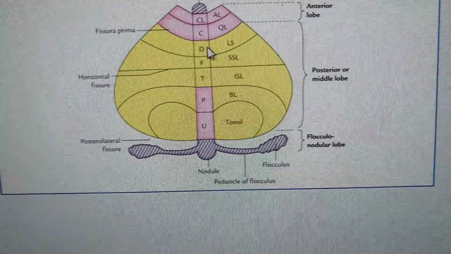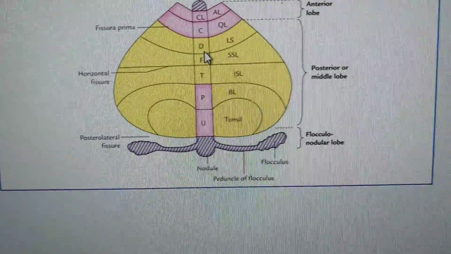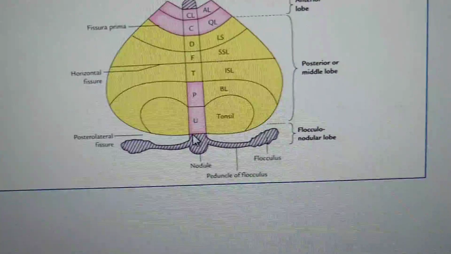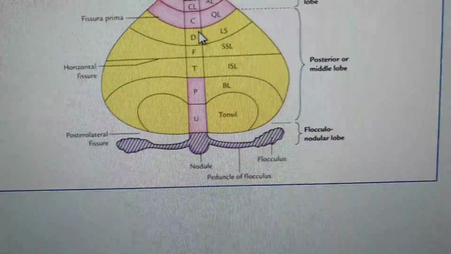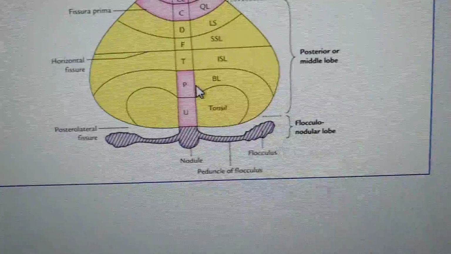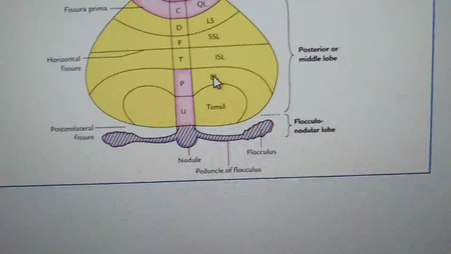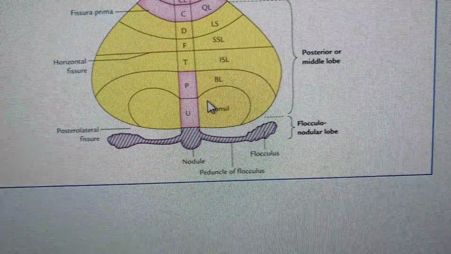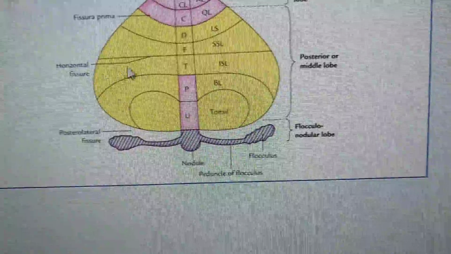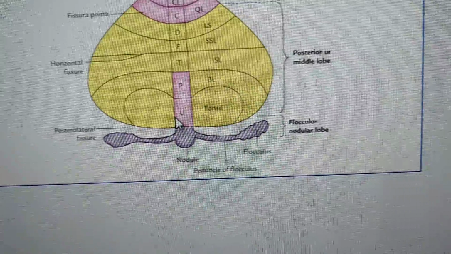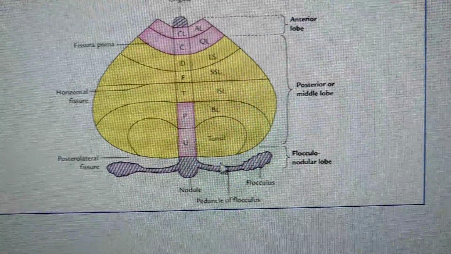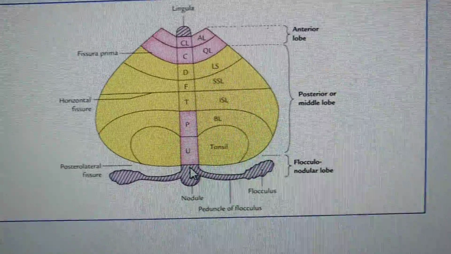Now the posterior lobe, the divisions of vermis are declive, folium, tuber, pyramid and uvula. Correspondingly we have the lobulus simplex, superior semilunar lobule, then inferior semilunar lobule, biventral lobule and the tonsil. So all these come under the posterior lobe. Then we have the flocculonodular lobe, which consists of the nodule of vermis and the flocculus.